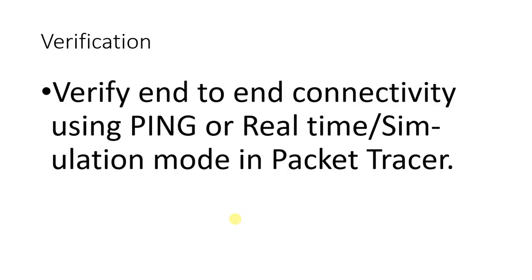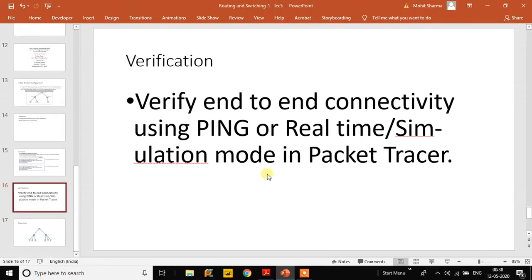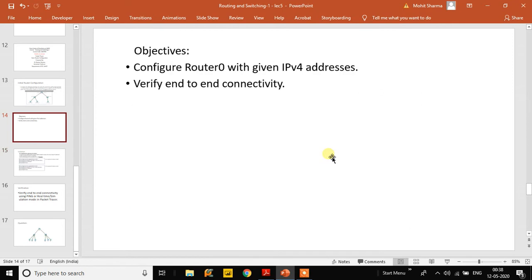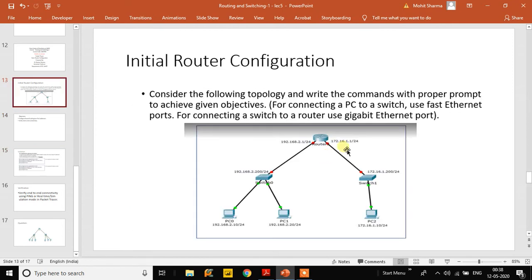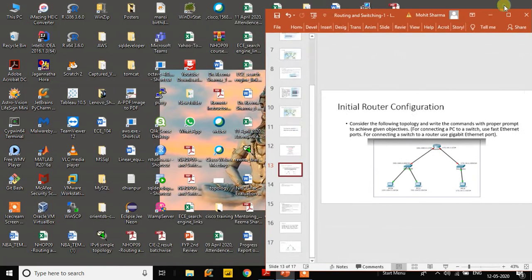So after this, we have to verify the end-to-end connectivity. We'll be checking this end-to-end connectivity using three different methods. One is the pinging method, and the others are real-time and simulation mode in Packet Tracer. Now we'll move to Packet Tracer and we will see how this topology can be created and how we can configure the IP addresses to a router.